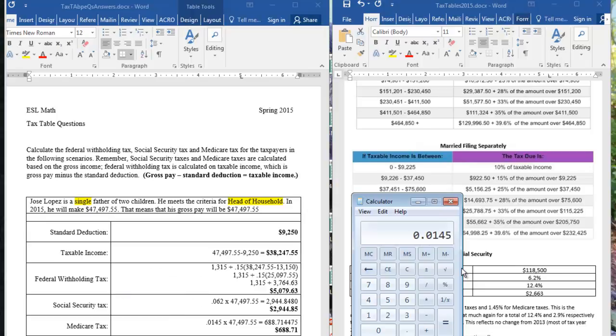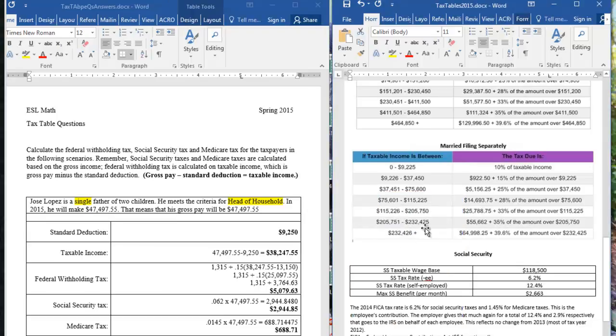0.0145 times $47,497.55, and that is 688.714475. Money is only 2 digits there, so I'm going to go to the thousands column, and it's under 5, so I don't need to round up, and my answer will become $688.71. So that's for Jose Lopez.